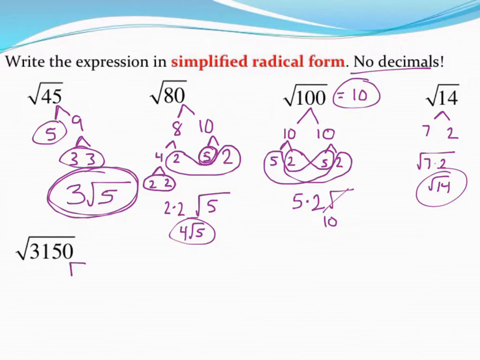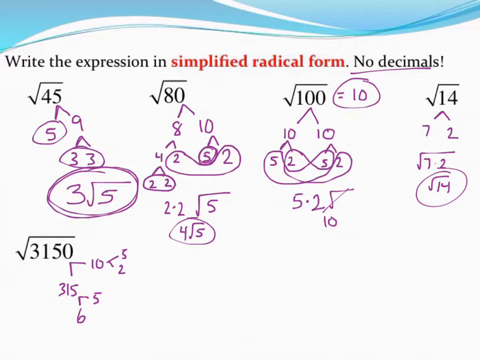So I'm going to do 10 and 315. I know that works since the number ends with a 0. 10 breaks down into 5 and 2, so that part of my factor tree is done. 315, I can split that into a 5 times a 63.